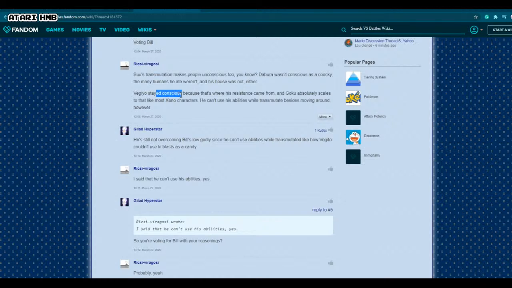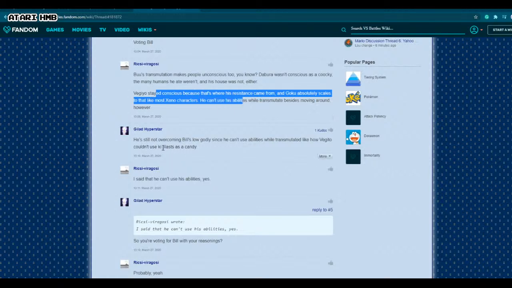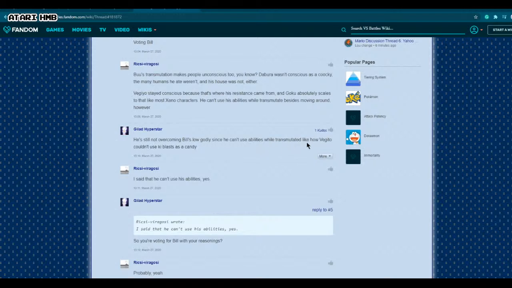Vagio stayed conscious because that's where his resistance came from. Goku absolutely scales to that. He's still not overcoming Bill's low godly since he can't use abilities while transmutated, like Vegito couldn't use Ki Blast. Who said Vegito couldn't use Ki Blast as a candy? That doesn't make any sense.